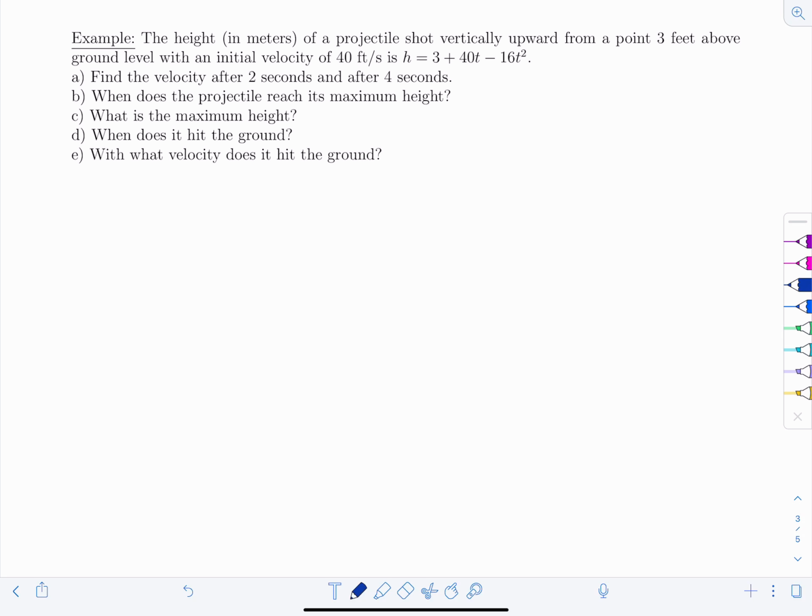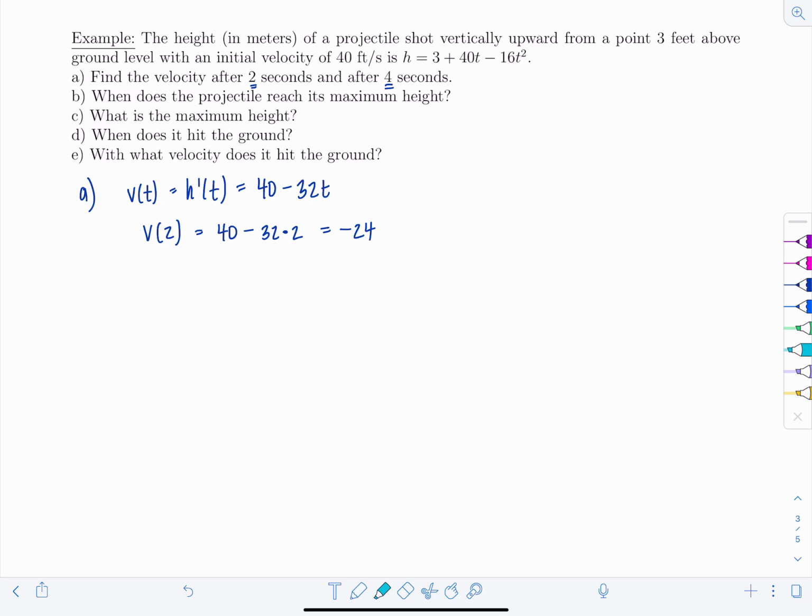Part A says, find the velocity after 2 seconds and 4 seconds. So first thing I need is the velocity function. I don't have it. So v of t, that's equal to h prime of t, the derivative here. So that's going to be 40 minus 32t. Now I can go ahead, find the velocity after 2 seconds and 4 seconds. So I'm going to plug that in for t. So v of 2 equals 40 minus 32 times 2. So that's 40 minus 64. That's negative 24. And then don't forget your units.